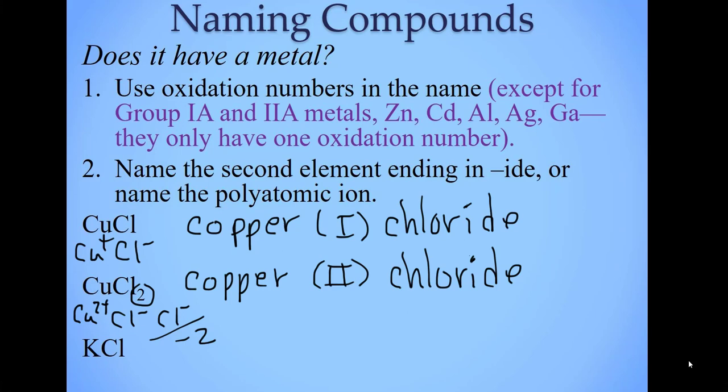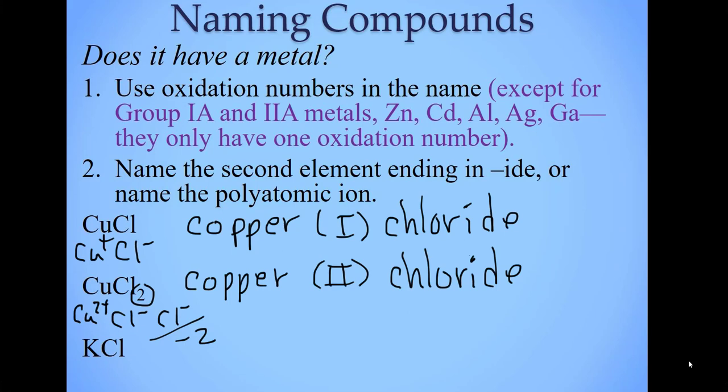That charge on the metal is so important to put into the name, because if you just said copper chloride, you wouldn't know which one you have, because copper can form more than one oxidation number. It is a transition metal. You can look on your periodic table, the white one that I gave you at the beginning of the year, and you can see on copper that you can have a 1 or you can have a 2. So it's very, very important that when you're naming it, you put it in the name.